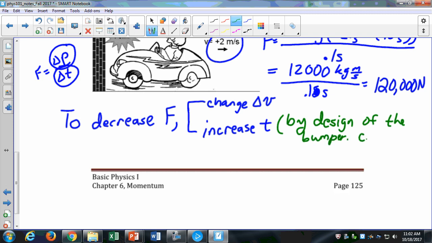I think it's called a crunch zone, if I'm not mistaken. I'm not a designer, but I think that's what they call it, a crunch zone.